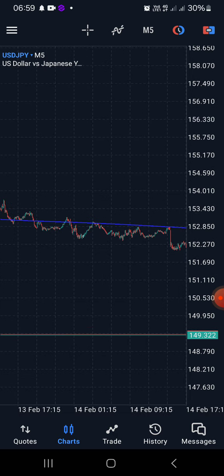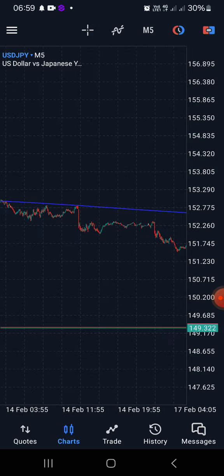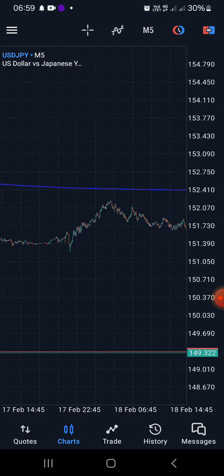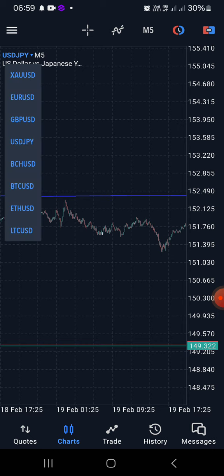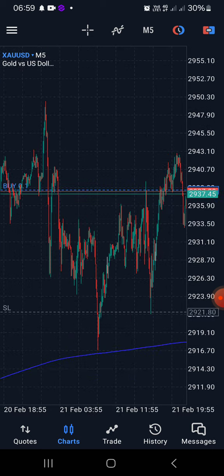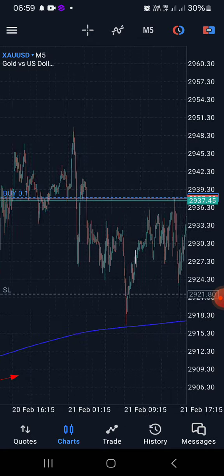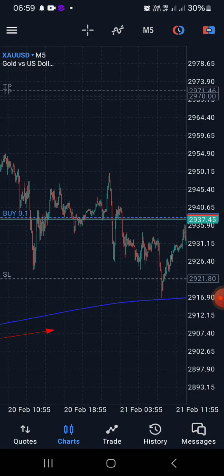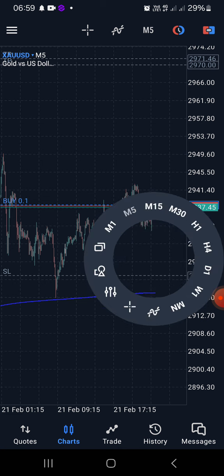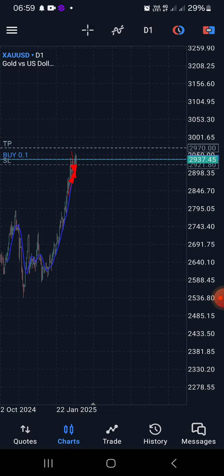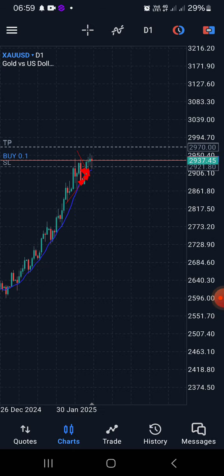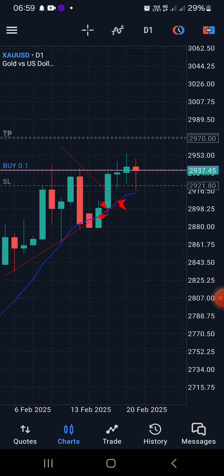Now, look at here. This was the position we had in 1 hour, and see our market has been ranging around the moving average for your sell. Let's look at some other pairs. Let's check for gold. Now, for gold, I'm having this. Sorry, let's go to the daily chart as well. So for gold, our daily chart is this.